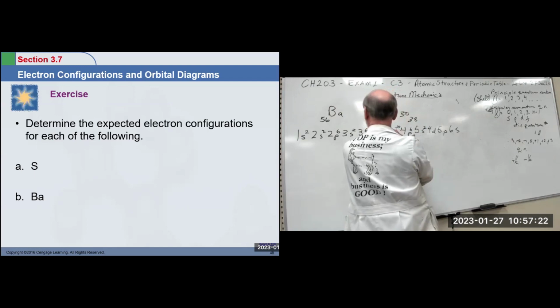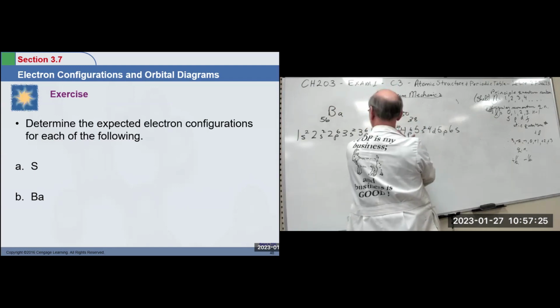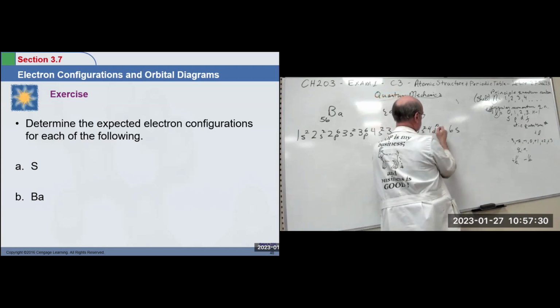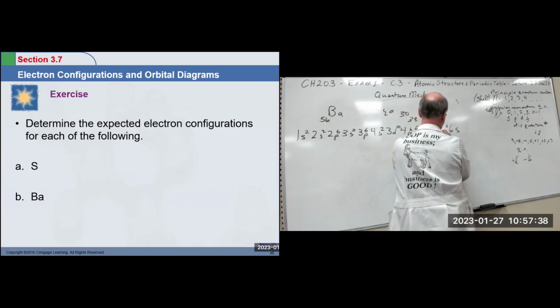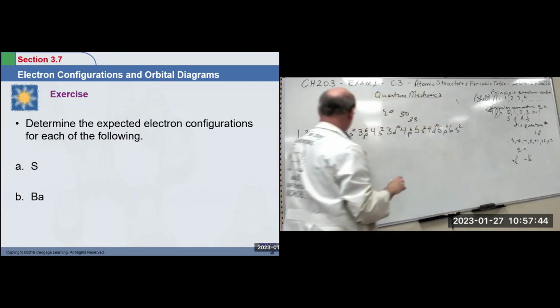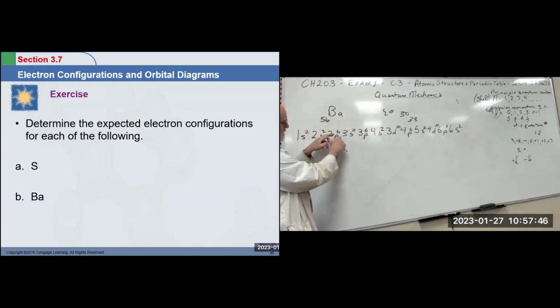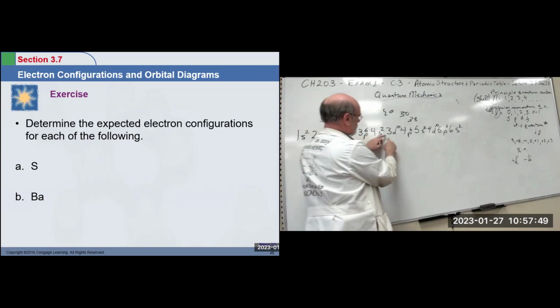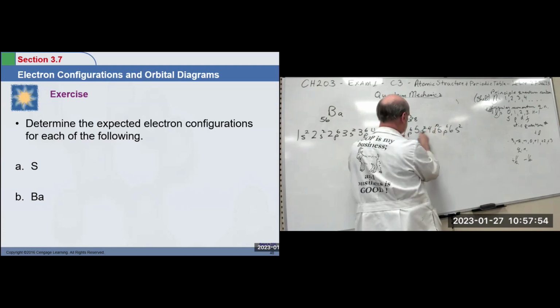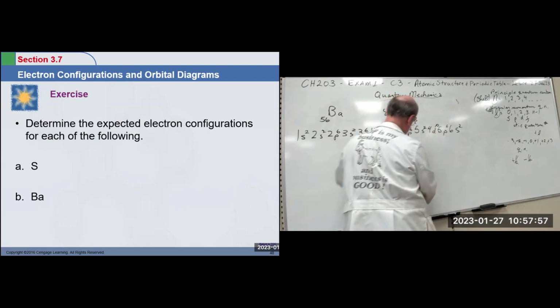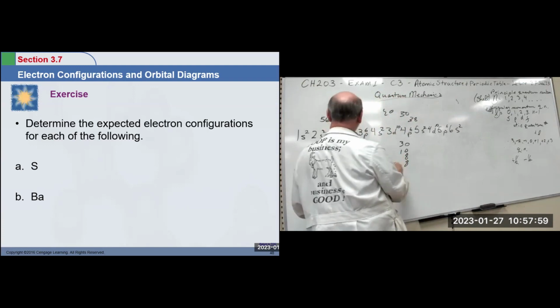And we need 24. No, 14. So there's 10, and there's 6. No, more than that. 18. Sorry, that's right. So that should be it. Let's count them up. 2, 4, 10. 2, 4, 10. And that's 30. There's 10, there's 8, there's 8. So that's 40, 56. That's it.